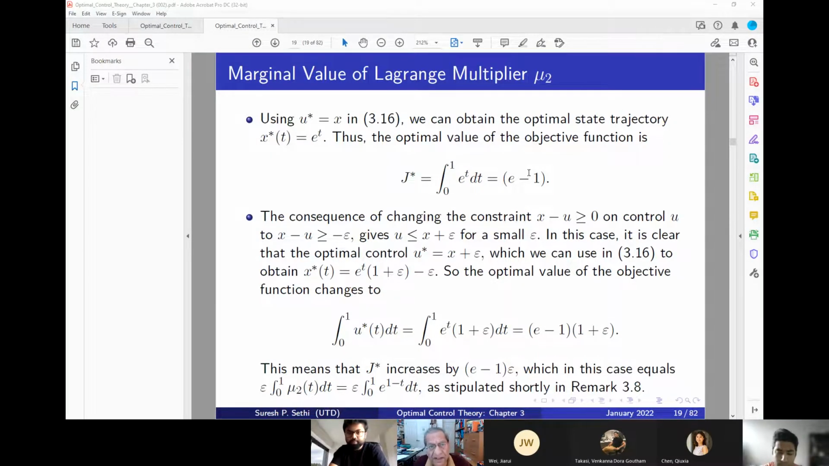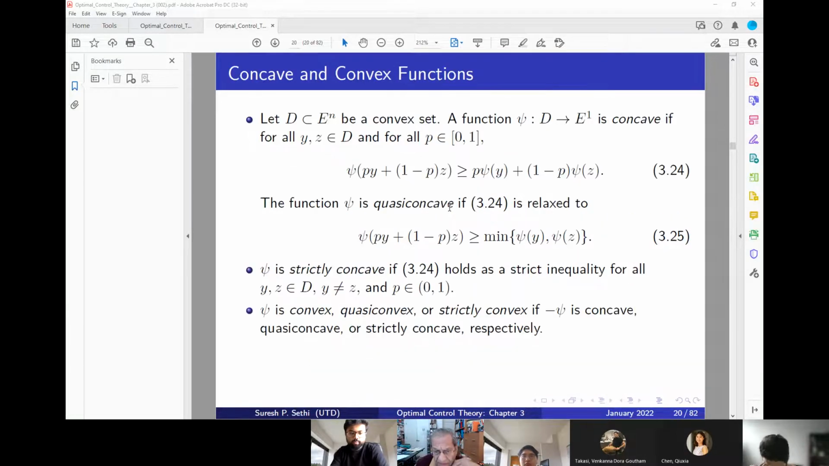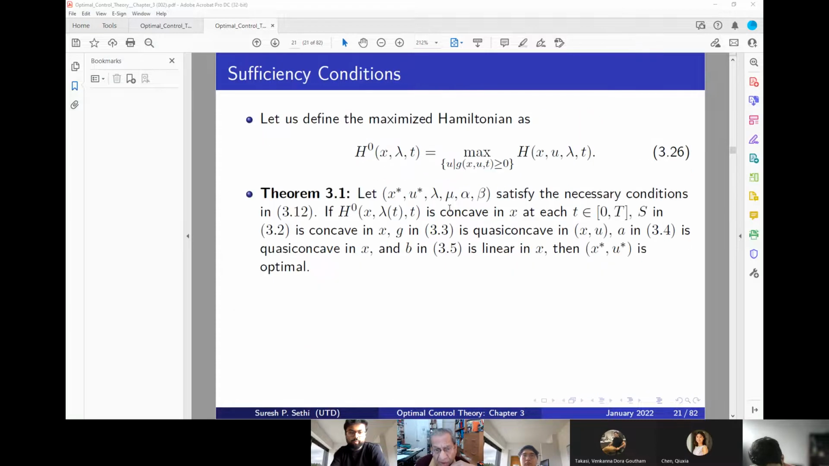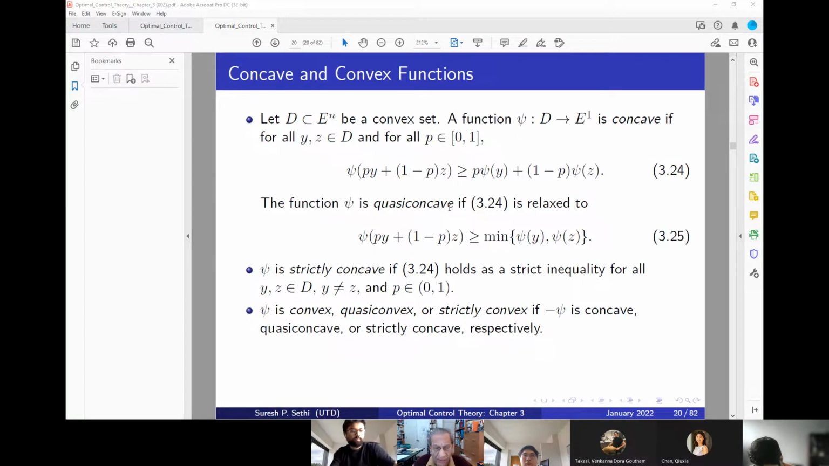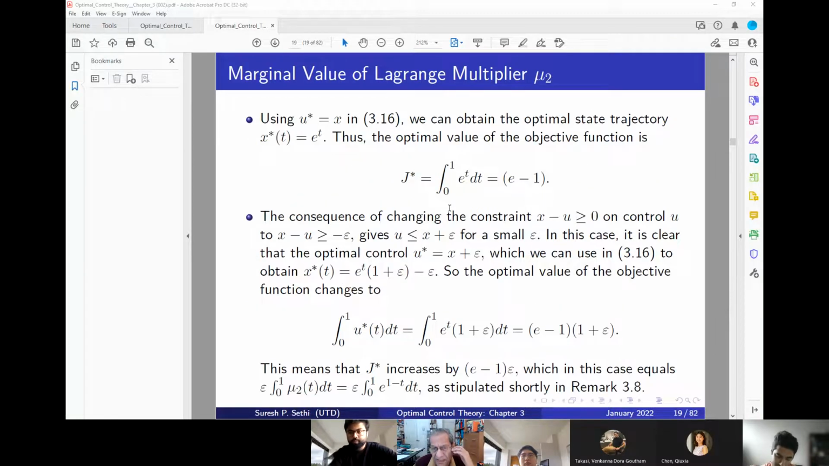Okay, if everyone's back here, then let me continue. So, before I go to the next topic, which is what is called the sufficiency condition, because we derived the sufficiency condition in the previous chapter, and now we want to derive the sufficiency condition for this new problem, an extended version of the problem that requires a couple of other concepts.